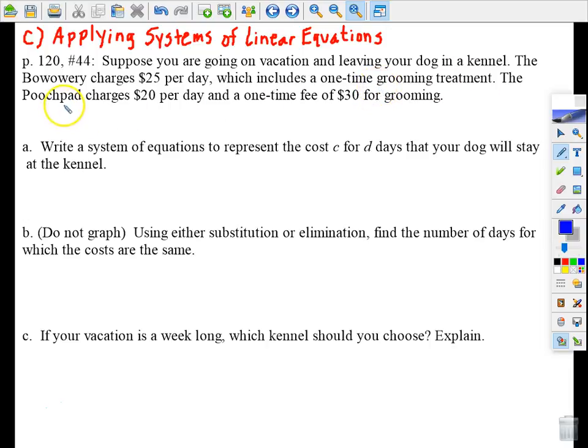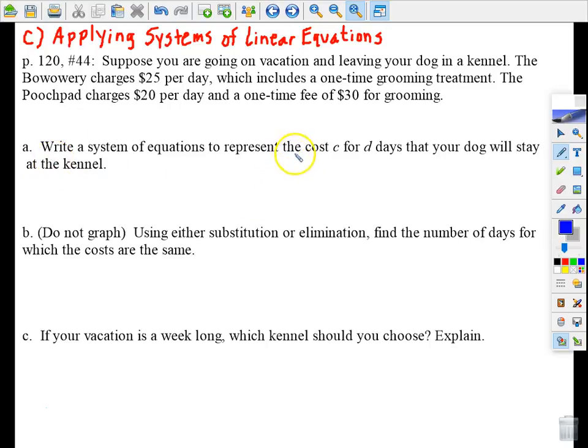The other kennel called the Pooch Pad, their structure for charging is they're going to charge you $20 a day, and then they've also got this one-time fee. It doesn't really matter how many days you stay, you're going to pay this $30 whether you stay 1 day or 20 days. Okay, so let's go down to letter A.